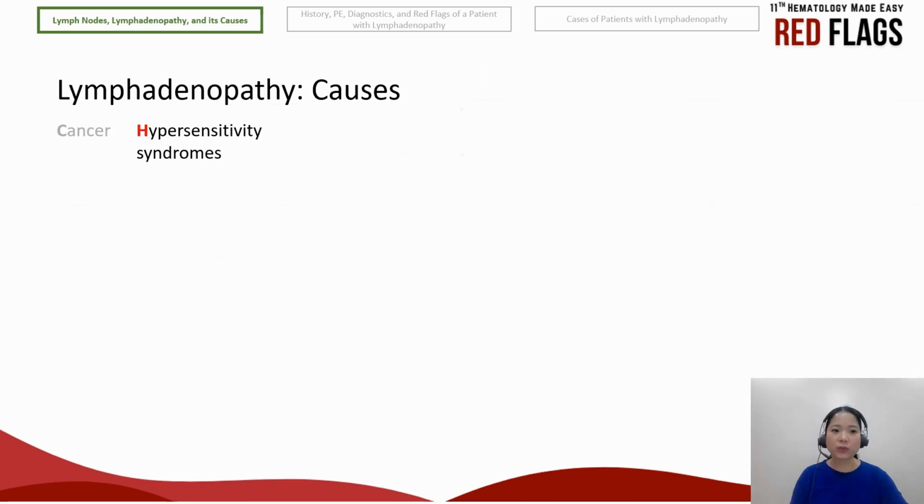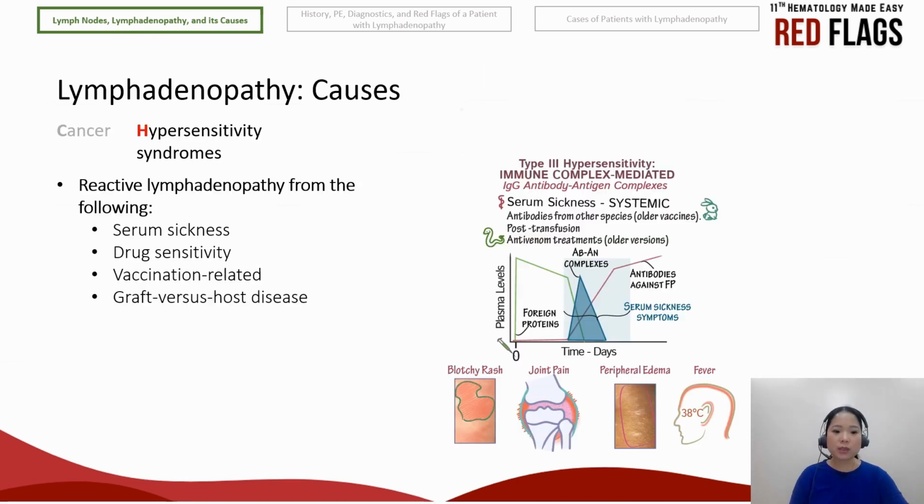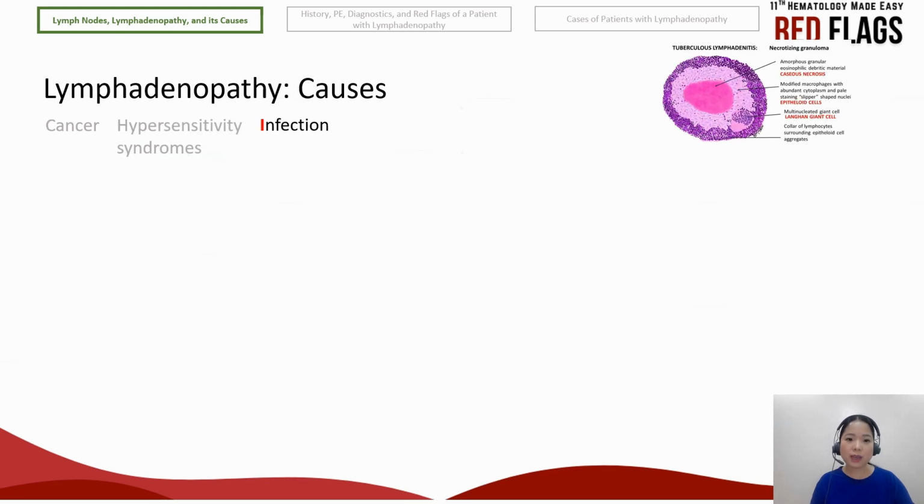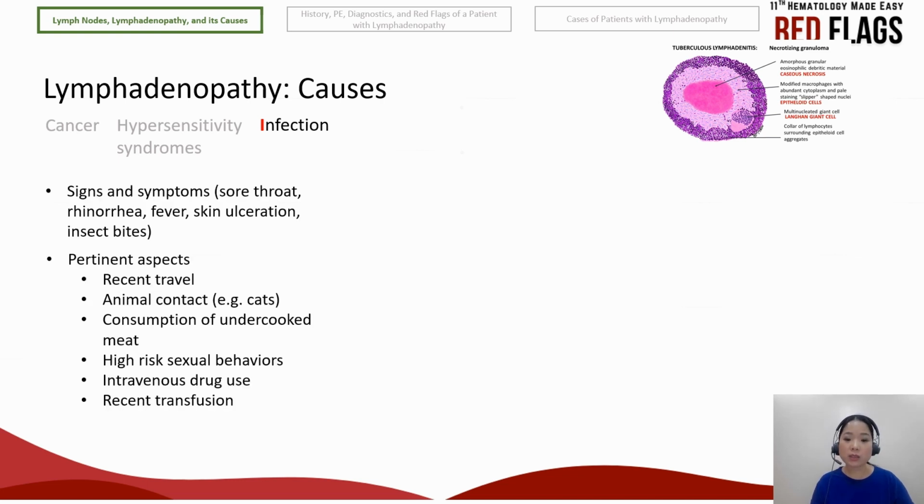H stands for hypersensitivity syndromes, and this includes serum sickness or type 3 hypersensitivity, drug sensitivity, vaccination-related lymphadenopathies, and graft versus host disease. Medications that can cause lymphadenopathy include the following. I stands for infection, and infection is a common cause of lymphadenopathy. Signs and symptoms, as well as the following pertinent aspects, should be asked from the patient.